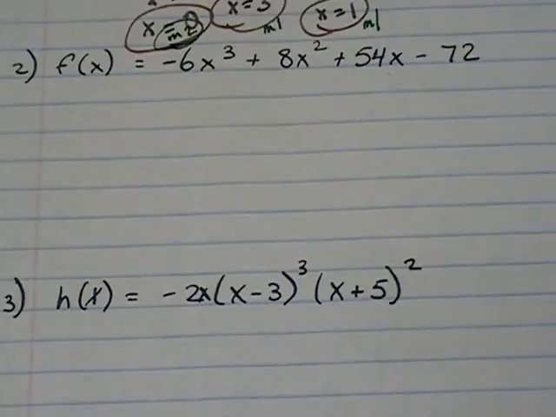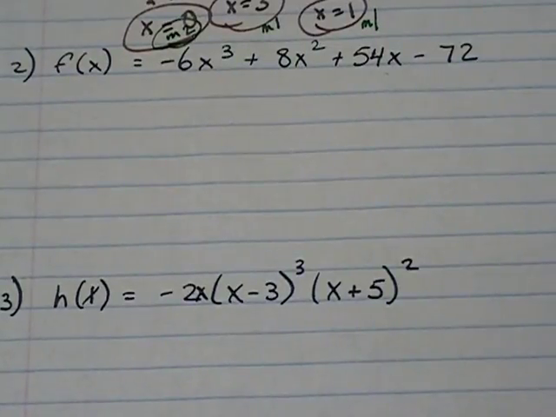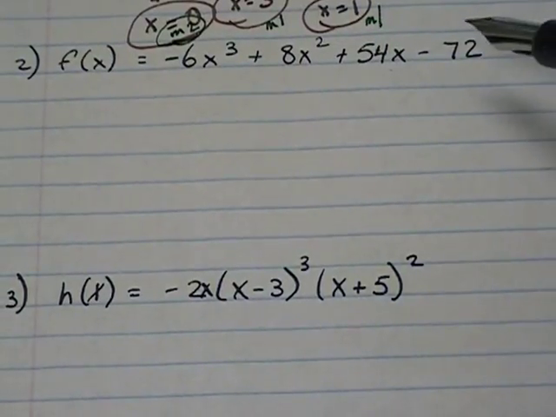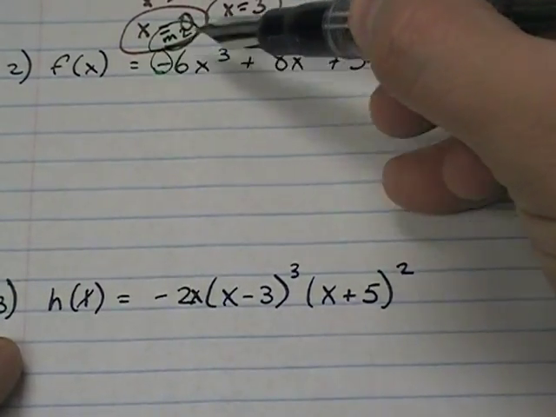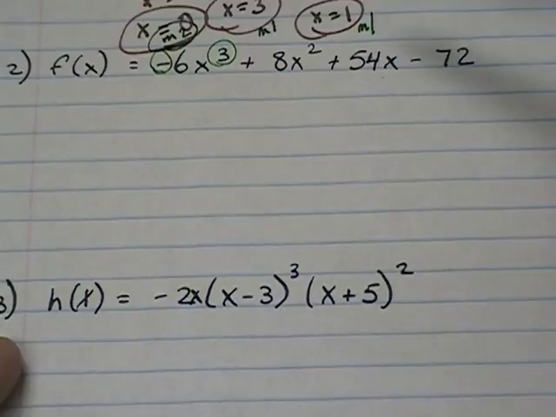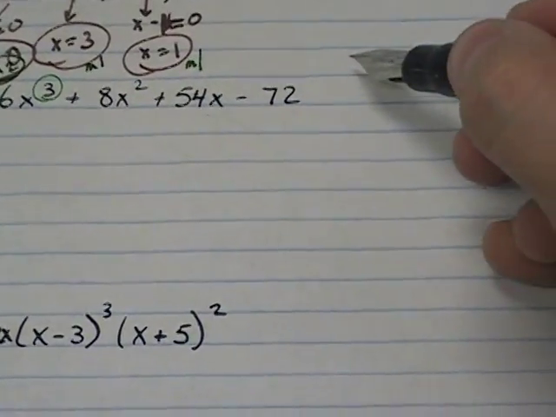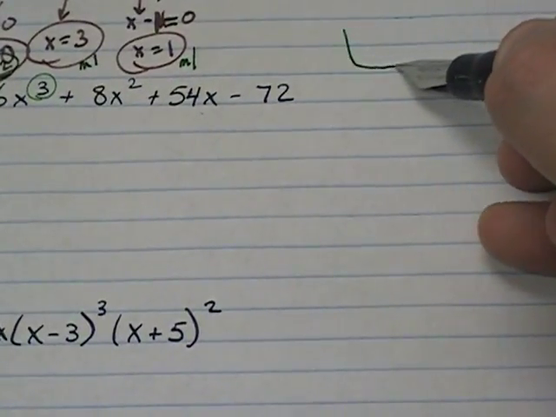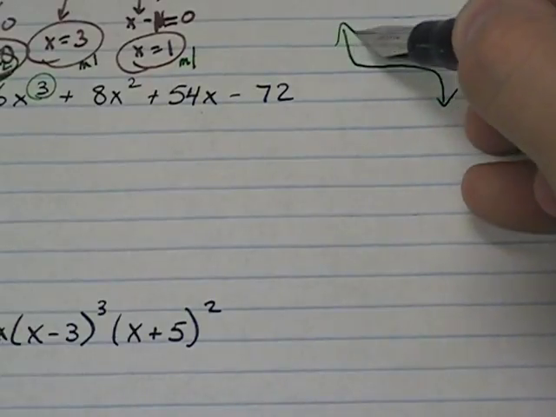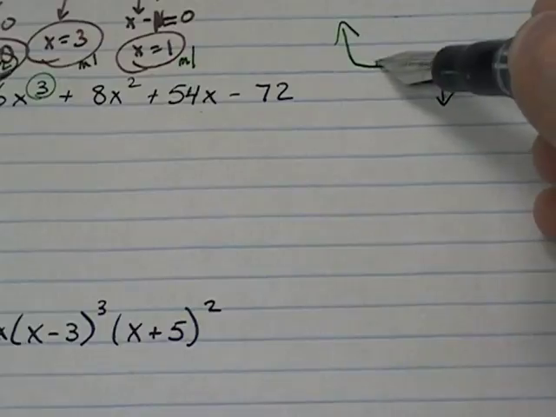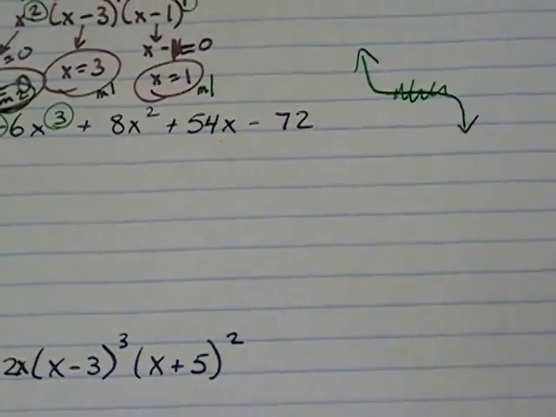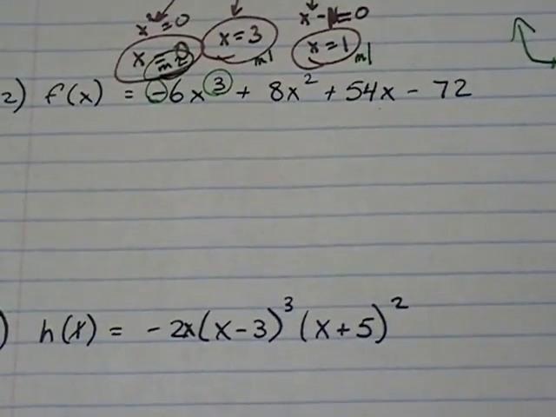Problem number 2, very similar to problem number 1, is this jumbled mess that is not factored. The first thing I noticed is it is negative and odd, so the end behavior will be down from left to right. The left end will be up and the right end will be down, and I have no idea what will happen in the middle, okay? So that's the first thing I notice.